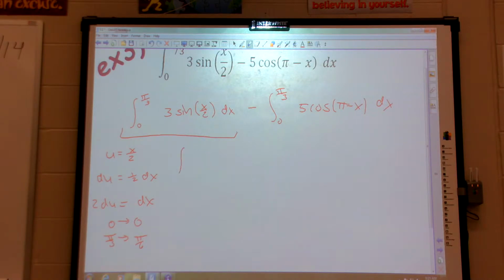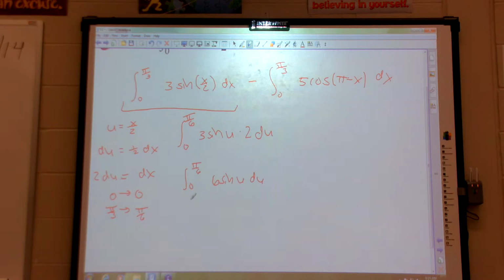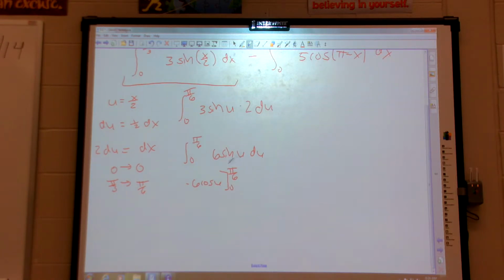So I have the integral from 0 to pi over 6 of 3 sine u times 2 du. That's really the integral from 0 to pi over 6 of 6 sine u du. What's my antiderivative? Negative 6 cosine u. Do not plug back in for u. Well, let's plug in pi over 6. What is cosine of pi over 6?